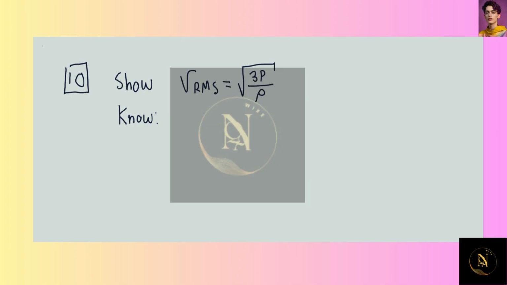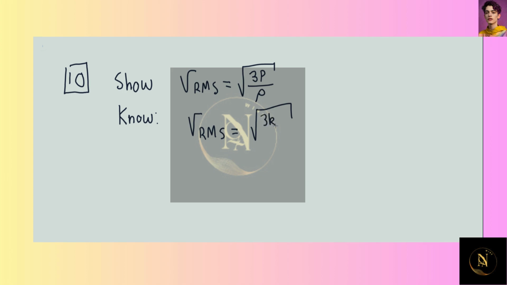Okay, in this problem, we are asked to express the RMS velocity, the root mean square velocity of a particle in a gas. You're asked to express it as the square root of 3p over rho, where p is pressure of the gas and rho is the density of the gas. So these are macroscopic variables. So we're basically asked to find this microscopic quantity in terms of macroscopic variables like pressure and density.